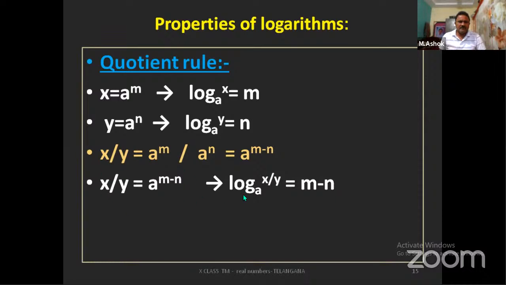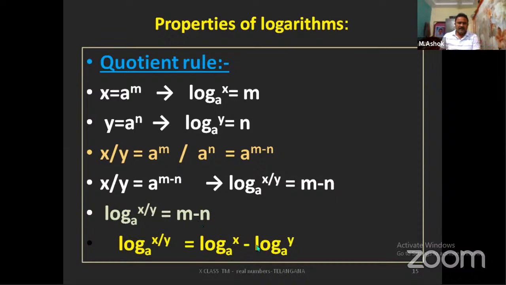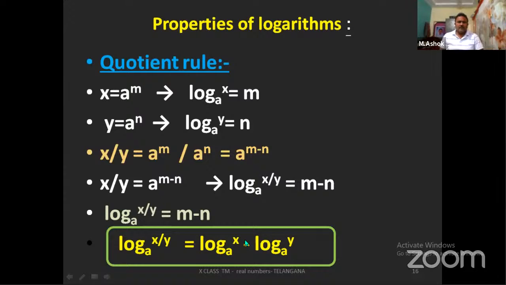So its logarithmic form is log x by y base a is equal to what? m minus n. Again, what is m? Log x base a. What is n? Log y base a. So log x by y is equal to log x base a minus log y base a. If it is a product, plus comes here. If it is divided, minus will come here. Okay, this is one more rule, that is the quotient rule. Log x by y is equal to log x minus log y. Log x into y is log x plus log y. This is one more property of logarithms.